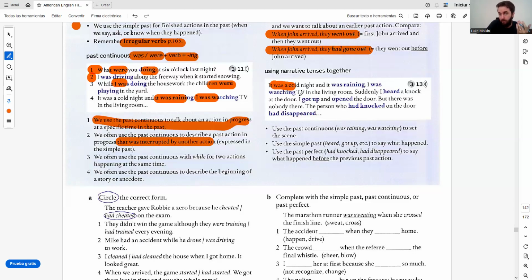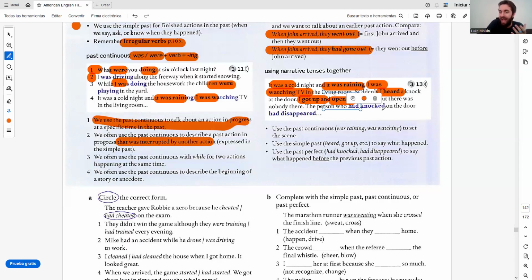It was a cold night, past simple, and it was raining, past continuous. This event was in progress. I was watching TV, an event in progress in the living room. Suddenly, I heard a knock at the door. Event, past simple. I got up. Event, past simple. And opened, event, past simple, the door, but there was nobody there.